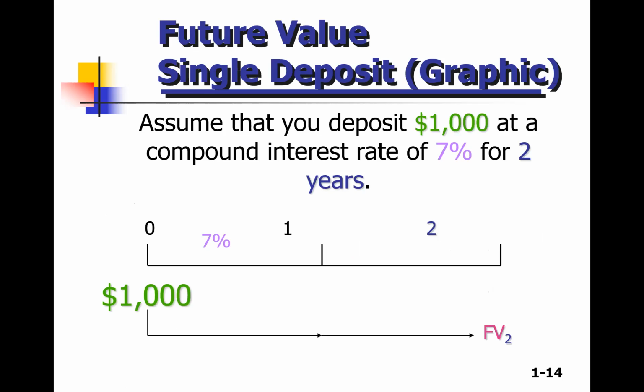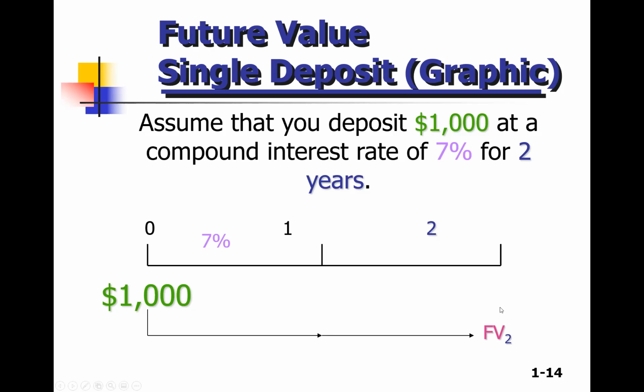Now we are going to understand how we calculate the future value of a single deposit. This is the core concept of time value of money. So we have deposited 1,000 at a 7% compound interest rate for 2 years. To find out the future value of any amount, you need three things. Number one, present value. Number two, interest rate. Number three, time period. If you have these three things, you can easily find out future value.